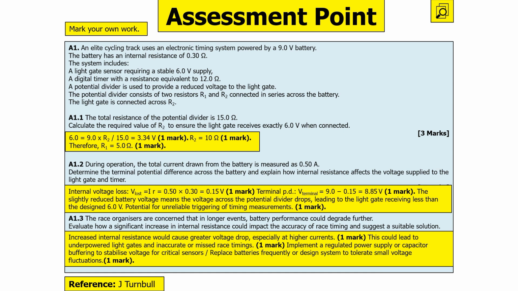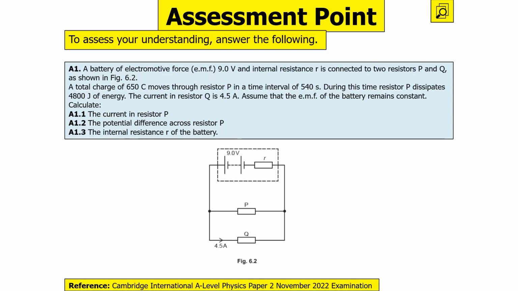The next question says, a battery of EMF 9 volts and internal resistance R is connected to two resistors P and Q as shown in figure 6.2. A total charge of 650 coulombs passes through resistor P in a time interval of 540 seconds. During this time, resistor P dissipates 4,800 joules of energy. The current in resistor Q is 4.5 amps. Assume the EMF of the battery remains constant. Calculate the current in resistor P, the potential difference across resistor P, and the internal resistance of the battery.